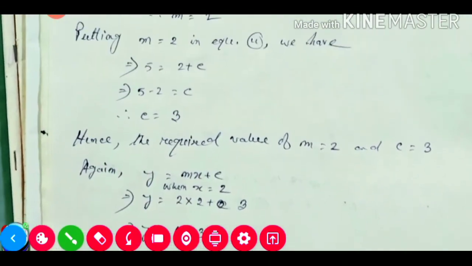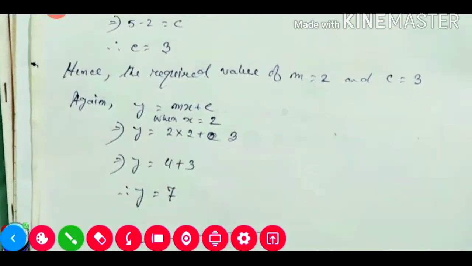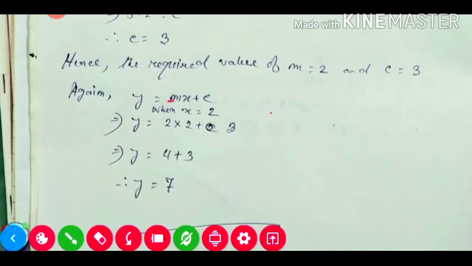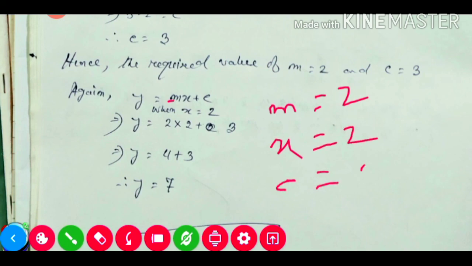Now the m value we got is equal to 2. So this m will be 2, x is also 2, and c we got 3, c is equal to 3. So this m will be 2, x value also 2, so 2 into 2, plus the c value is equal to 3, so plus 3. So 2 into 2 is 4, plus 3, so 4 plus 3 is equal to 7. That means at that time our y value will be 7.